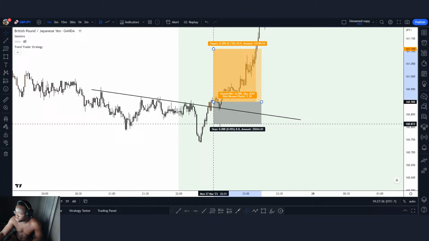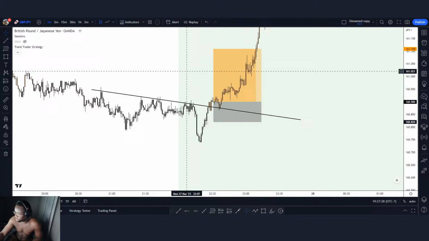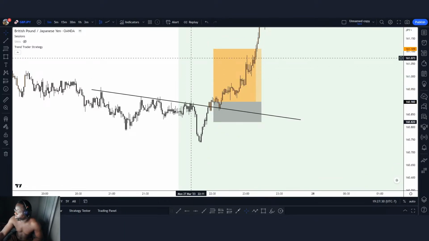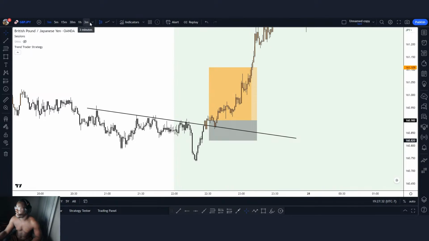Your entry points are always going to be based off lower time frame structure. Your exit points are always going to be based off higher time frame structure. Entry is lower, exit is higher. You're entering off the lower time frames, and your exit point is based off higher time frame structure. The reason is that if you're with the trend, ride the wave. See where the market's going before it slows down.